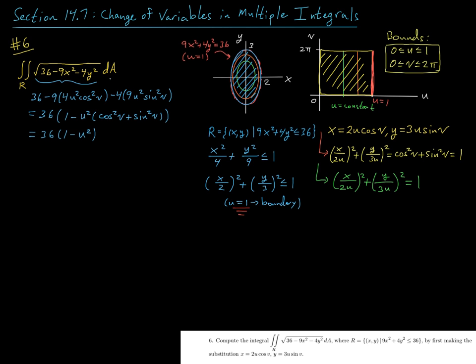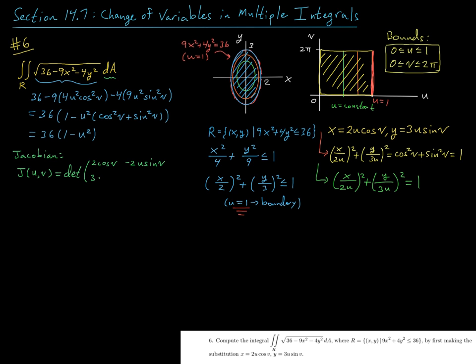Well, we need the Jacobian, right? We need to address what's going to happen with the area element dA here. So let's go ahead and look at that next. Okay, so here we're going to look at J of u, v, and this is going to be the determinant of, and here I want to take the u derivative of x first. That's going to give you 2 cos v. Then take the v derivative, and that'd be minus 2u sine v.